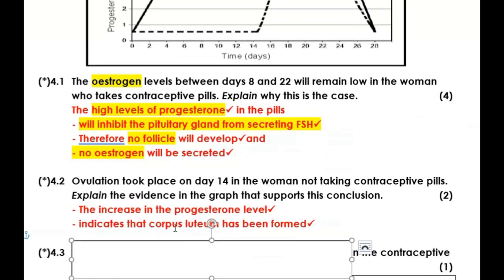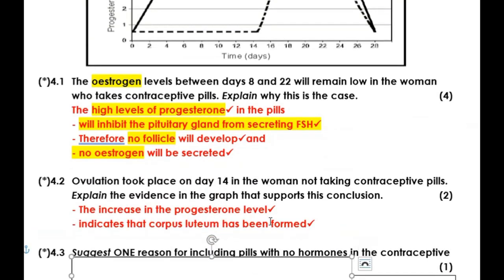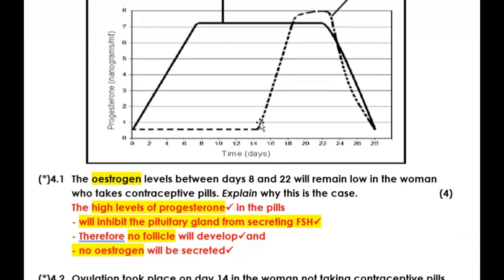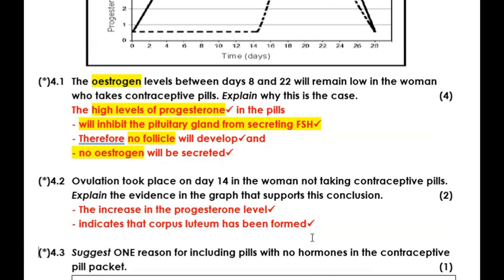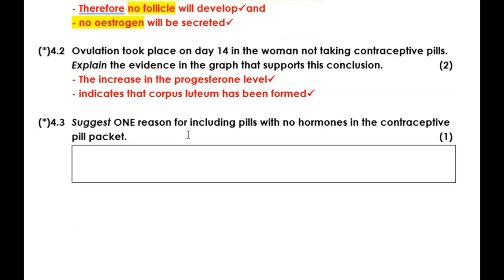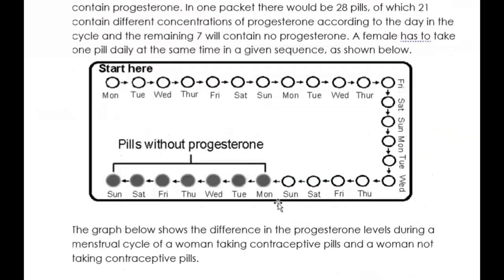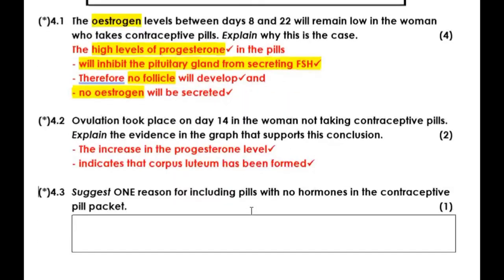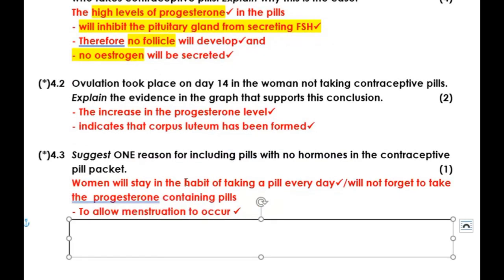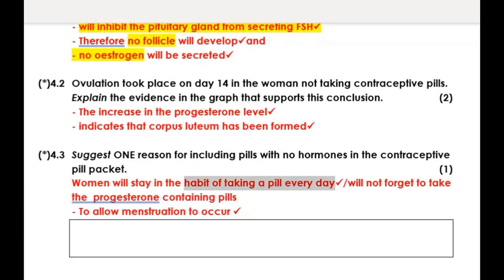Because progesterone increases, we know that the corpus luteum has been formed, all right? And that's the evidence that ovulation took place, because there was a corpus luteum. Note that you're not writing about estrogen here. You're writing about progesterone, and you're writing about the corpus luteum. And then just lastly, suggest one reason why pills with no hormones are included in the packet. If you look at this one here, in the last few there are no hormone pills present. And the reason is simply that it helps the woman stay in the habit of taking the pills every single day.